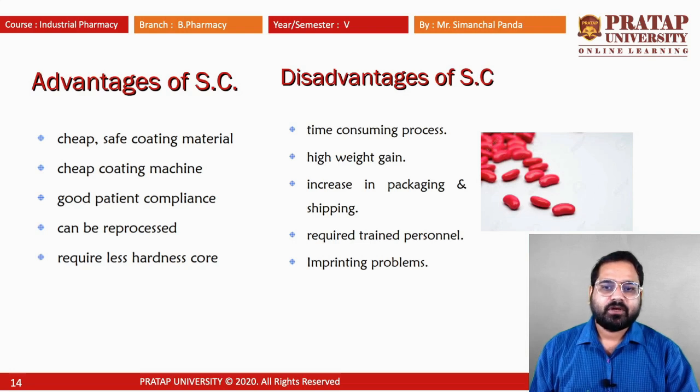For example, if the batch is not uniformly coated, so if that is a sugar coating, it can be easily reprocessed. The loss of material is reduced. It requires less hardest coat. But there are certain disadvantages also associated with the sugar coating.